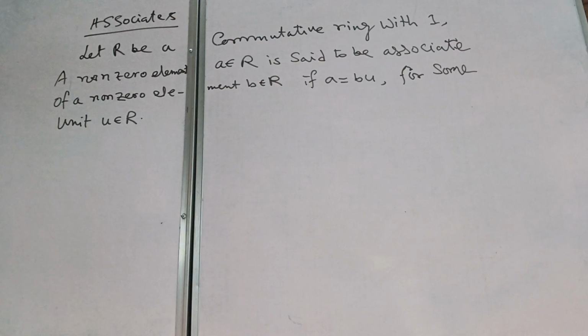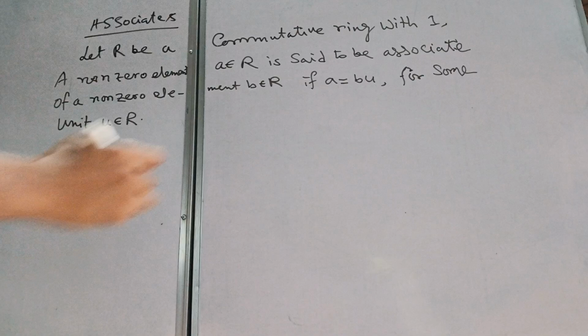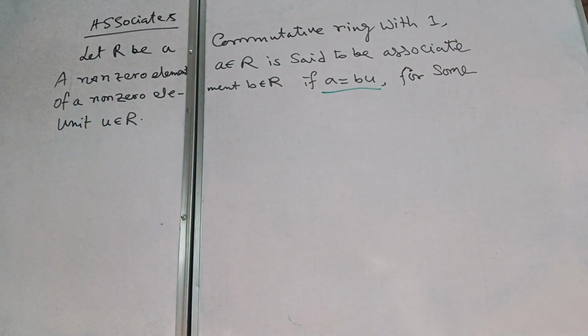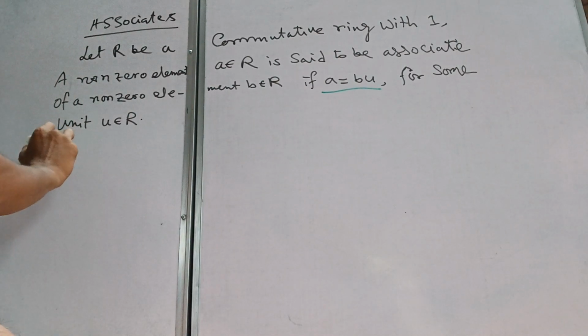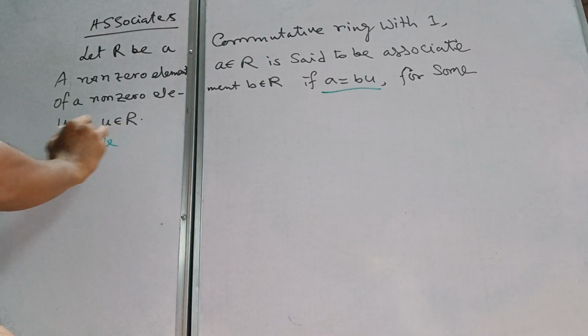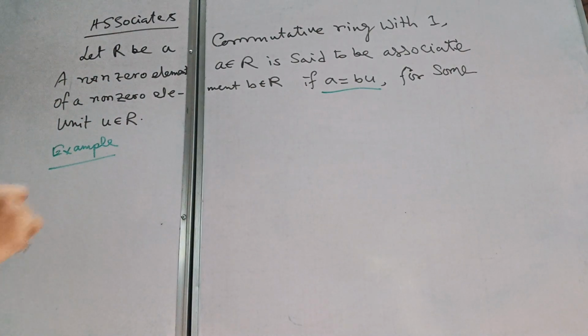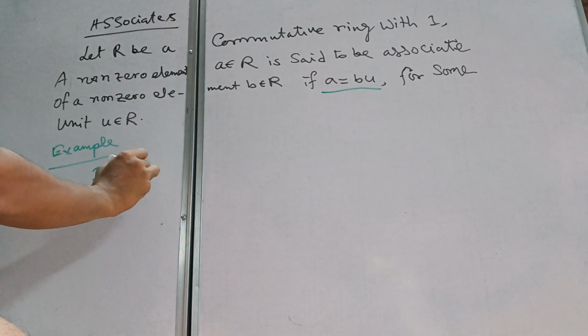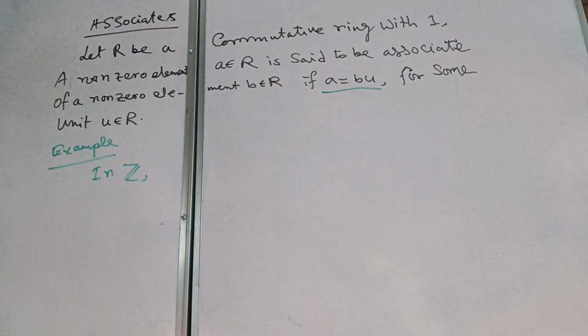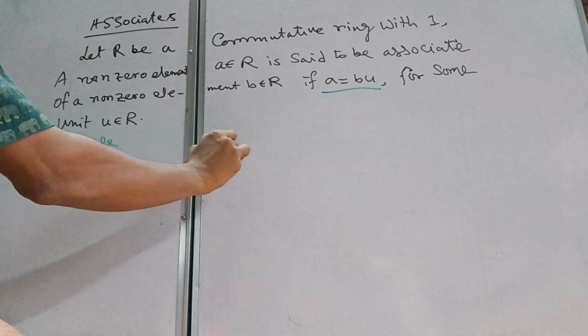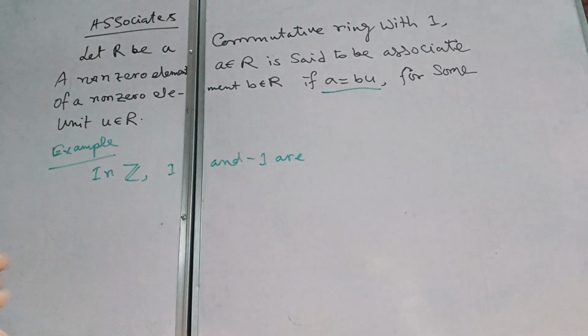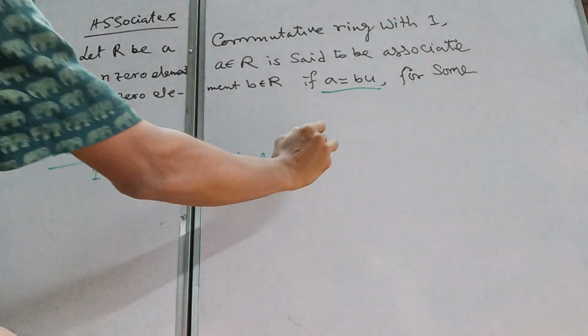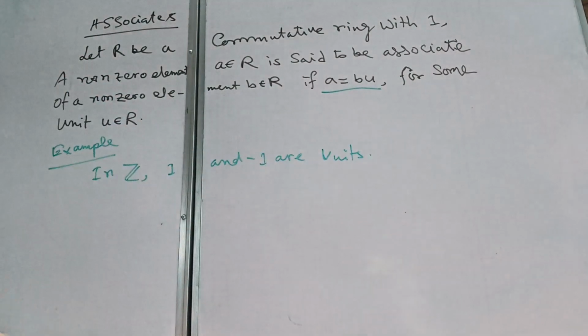So we also see that A equals BU where A, B belong to R and U is a unit in R. Now we write an example. Here we know that in Z, the set of integers, 1 and -1 are units.